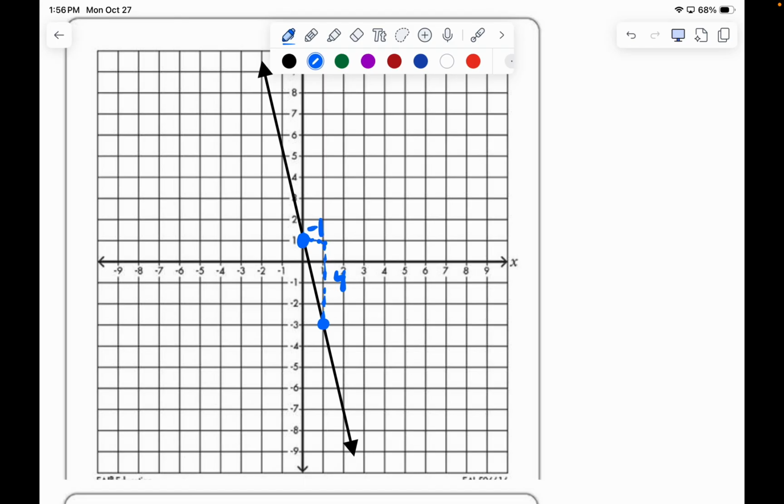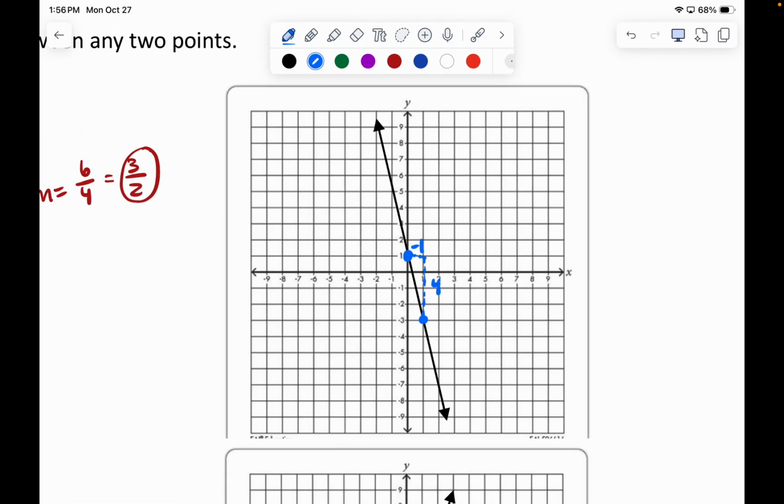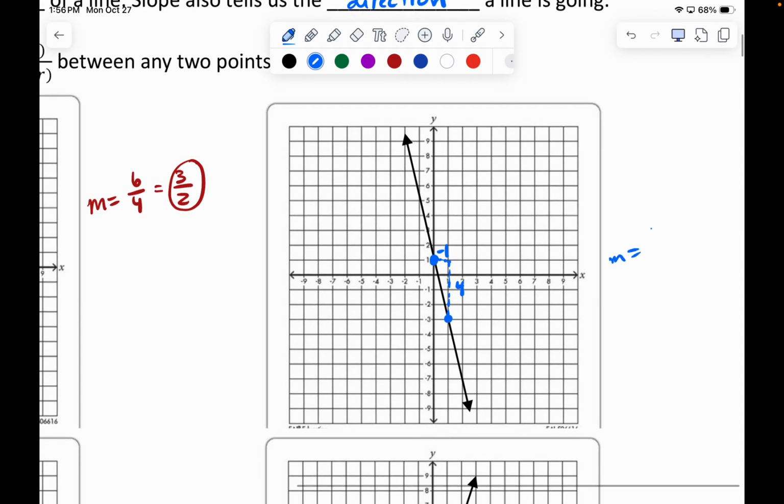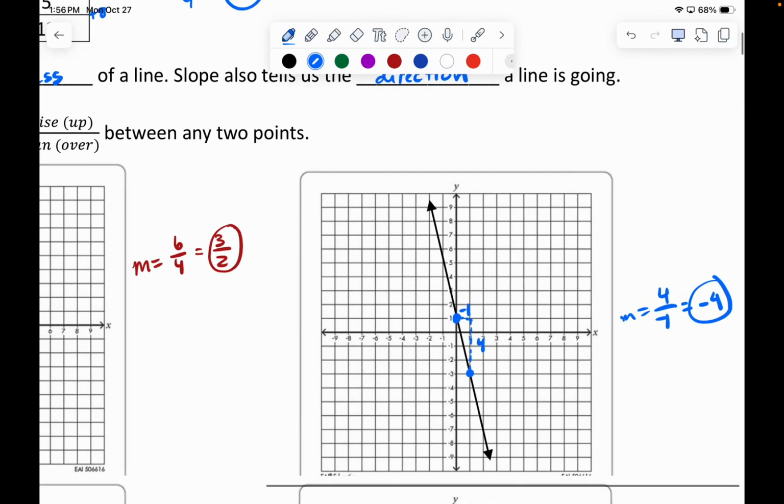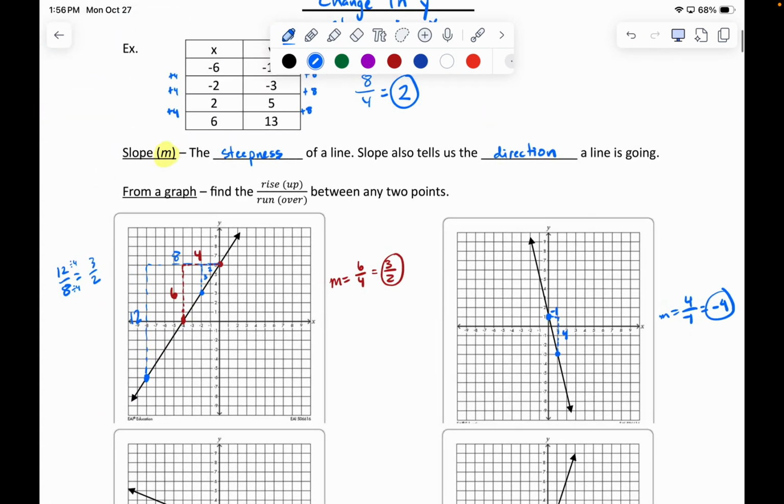Why would it be negative 1? Because we went to the left. Anytime you go to the left on the graph, that means negative. So my slope here is 4 over negative 1, or just negative 4. Again, on Math Excel, if you typed in 4 over negative 1, it would not count it as correct because it's not simplified technically.